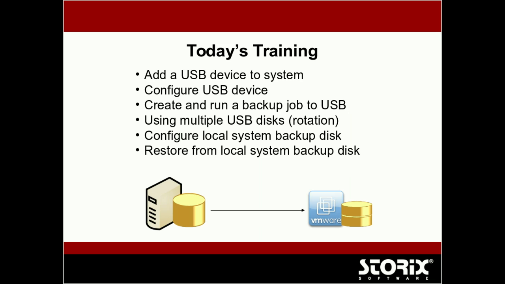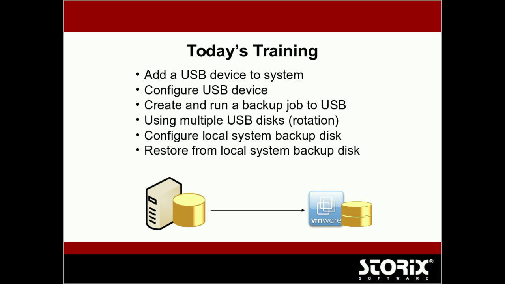So in today's training, here's what we're going to do. I'm going to go ahead and add a USB device to a system and show you what that looks like, both adding it and how you would configure it for backups. And we'll go ahead and create and run a backup job to that USB device. And then I'll show you how to use multiple USB disks, so how to rotate those in and out. I will be doing that initially with the Workstation Edition of our software because in a lot of cases that might be what you're using. Then in the second part of this training, I'm going to configure an internal drive.